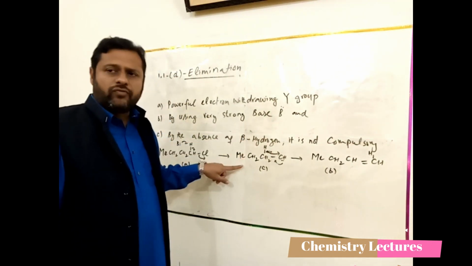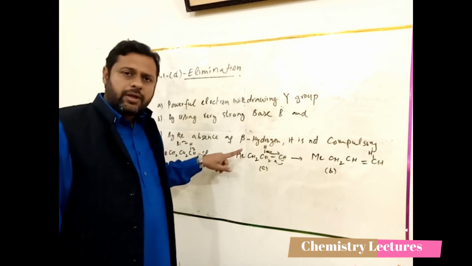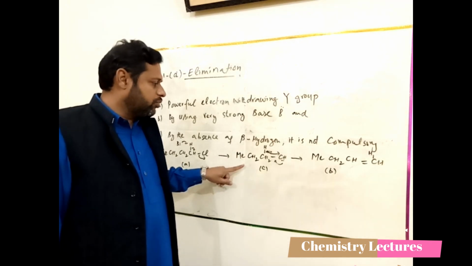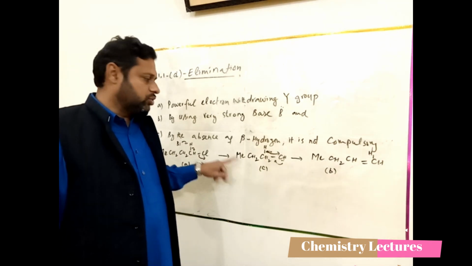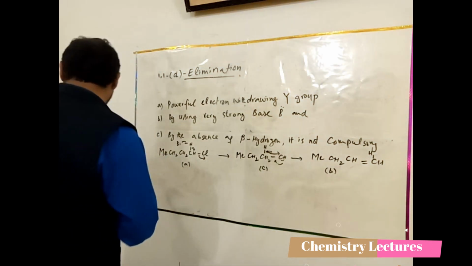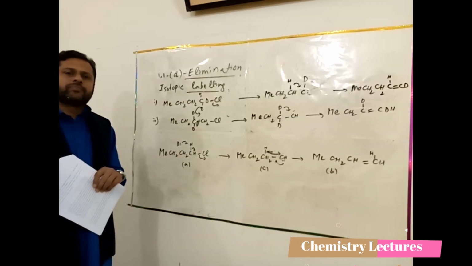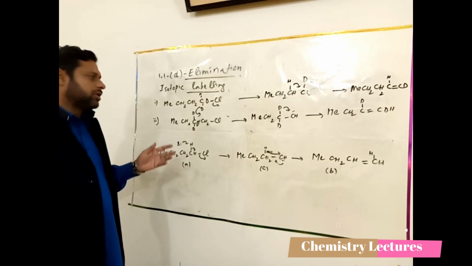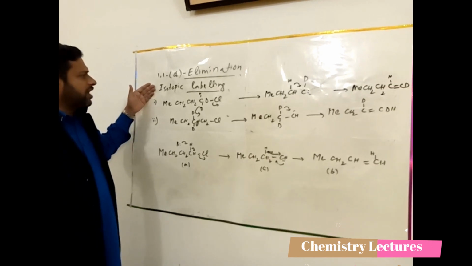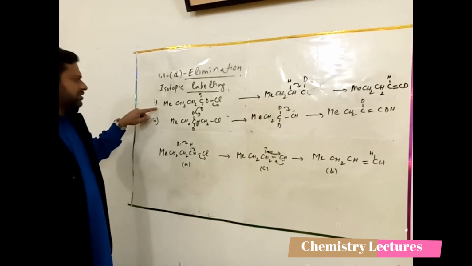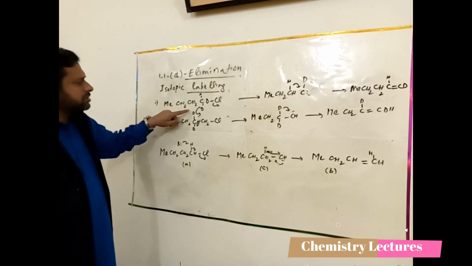Now what is the proof of this 1,1 elimination reaction? If we want to give the proof, there are two proofs with the help of isotopic labeling. So I will give you the proof of this 1,1 elimination reaction. Okay, my dear students, now we want to give the proof of the 1,1 elimination reactions with the help of isotopic labeling. The first proof will be given by using this compound.